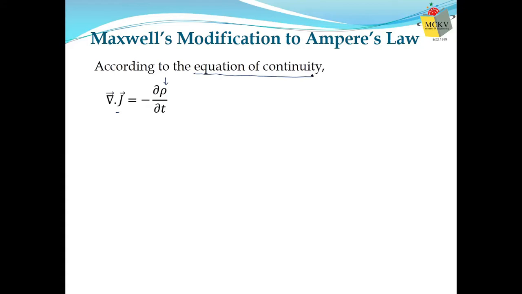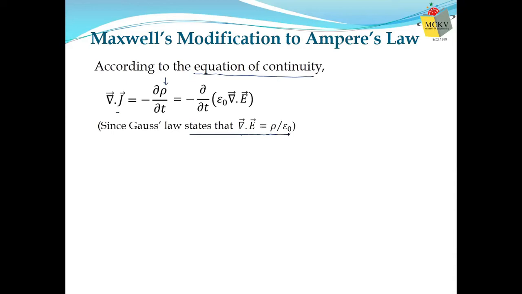And he used Gauss formula. We know that according to Gauss law, divergence of E equals rho by epsilon naught. That was Gauss law. Now, instead of rho, we can write epsilon naught divergence E as per Gauss law. That means instead of this rho, we can write epsilon naught divergence E. So Maxwell used these two laws, the equation of continuity and Gauss law. Gauss law is used so that we can replace this charge density in terms of electric field.